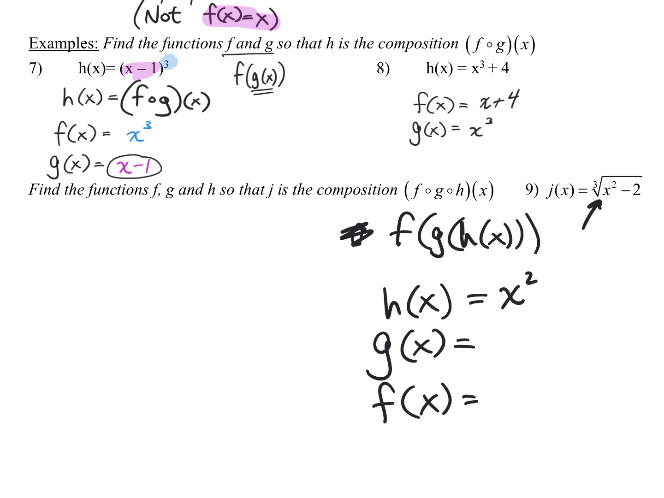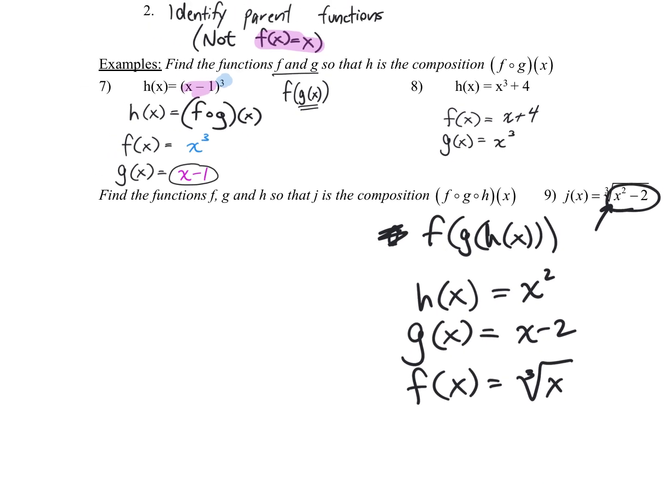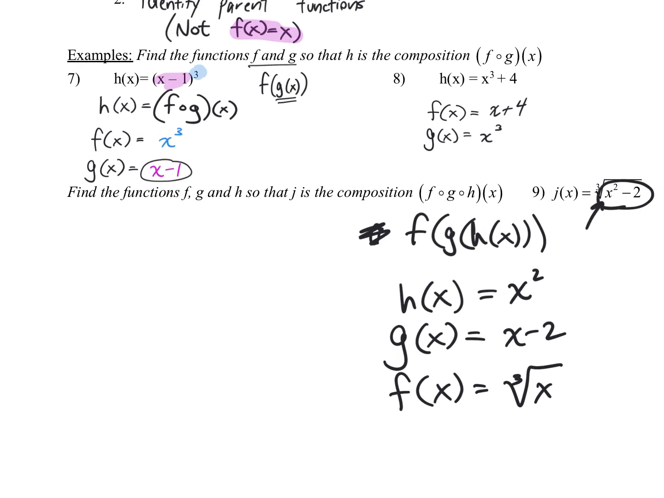I can see that happening there. Think in order of operations. x minus 2 is next. That's really representing what's going on inside the radical. And finally, the outermost function is the cube root. Notice that for 7, 8, and 9, overwhelmingly, these are parent functions that we saw earlier in the unit.